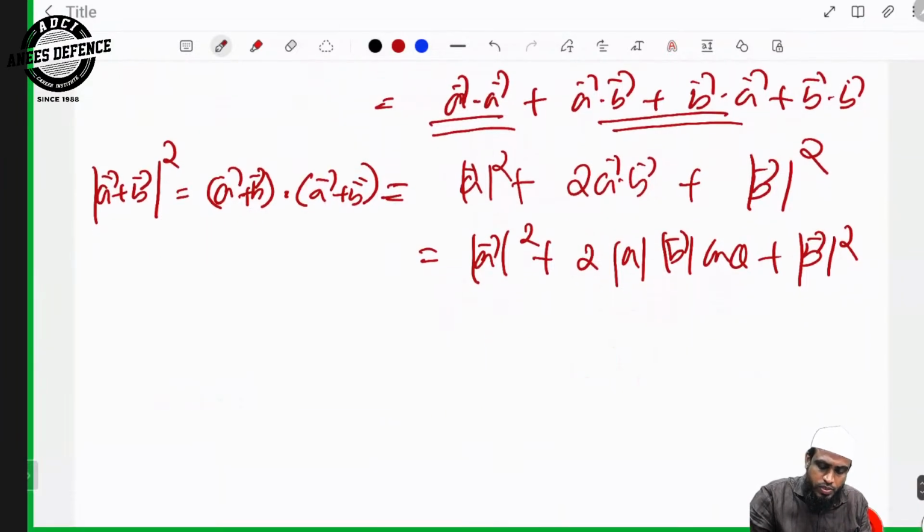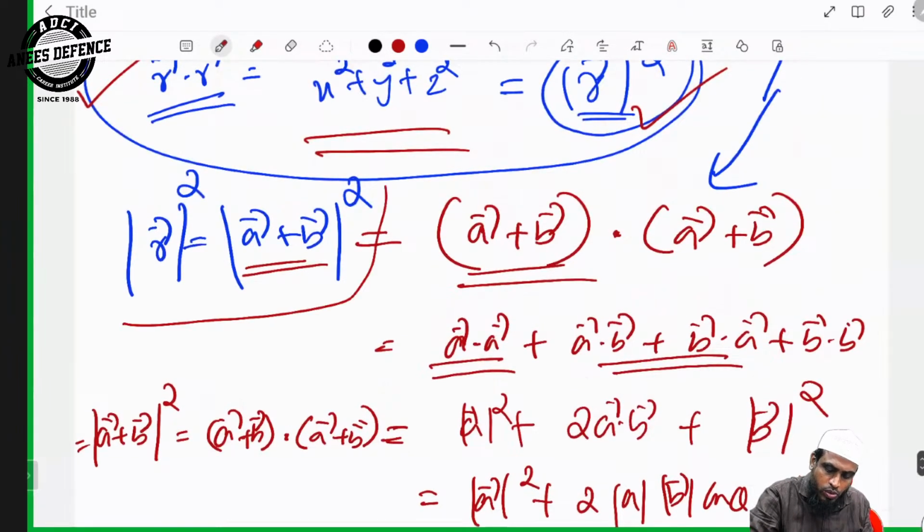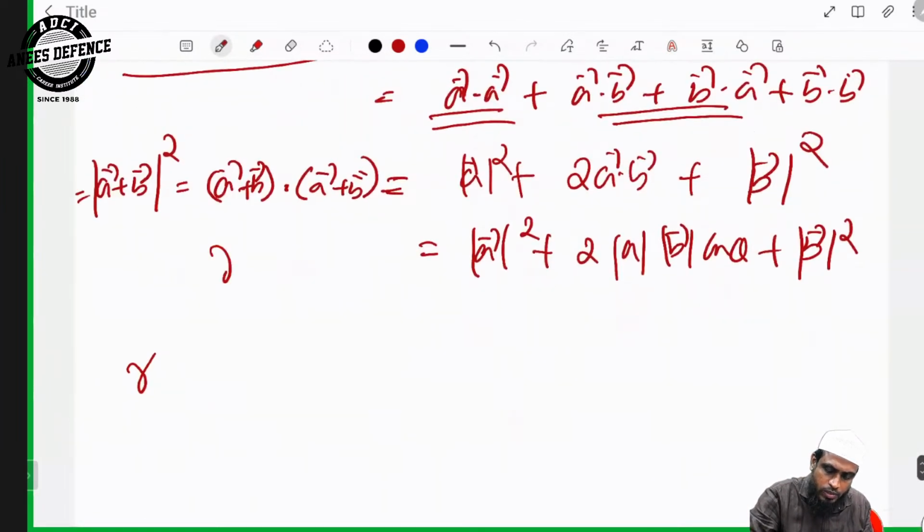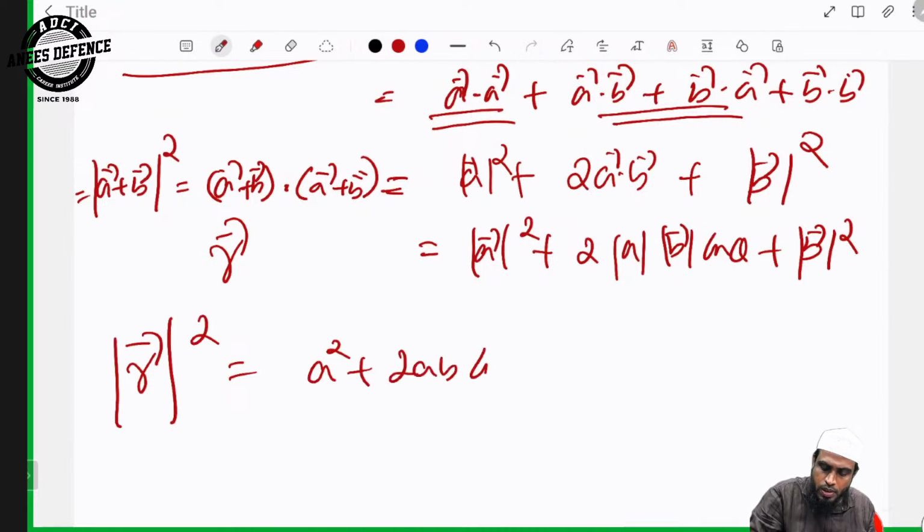So in magnitude terms, the resultant magnitude is actually R only. This is R equal to the magnitude of a plus b, the whole square. So R square is a square plus 2ab cos theta plus b square. The magnitude of A can be written simply as A, and the magnitude of B as simply B. So the magnitude of R square is equal to A square plus 2AB cos theta plus B square.